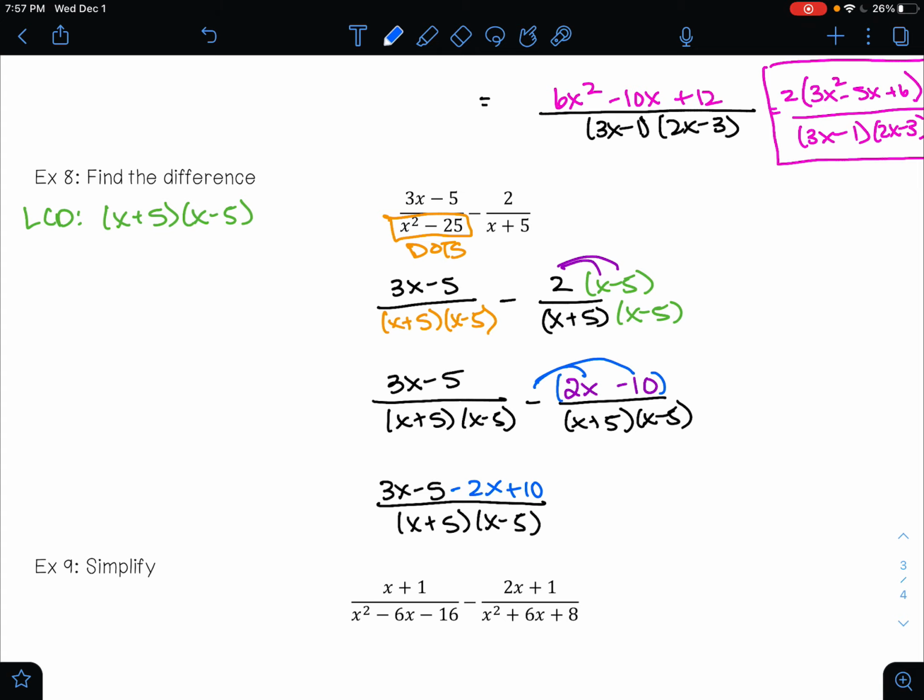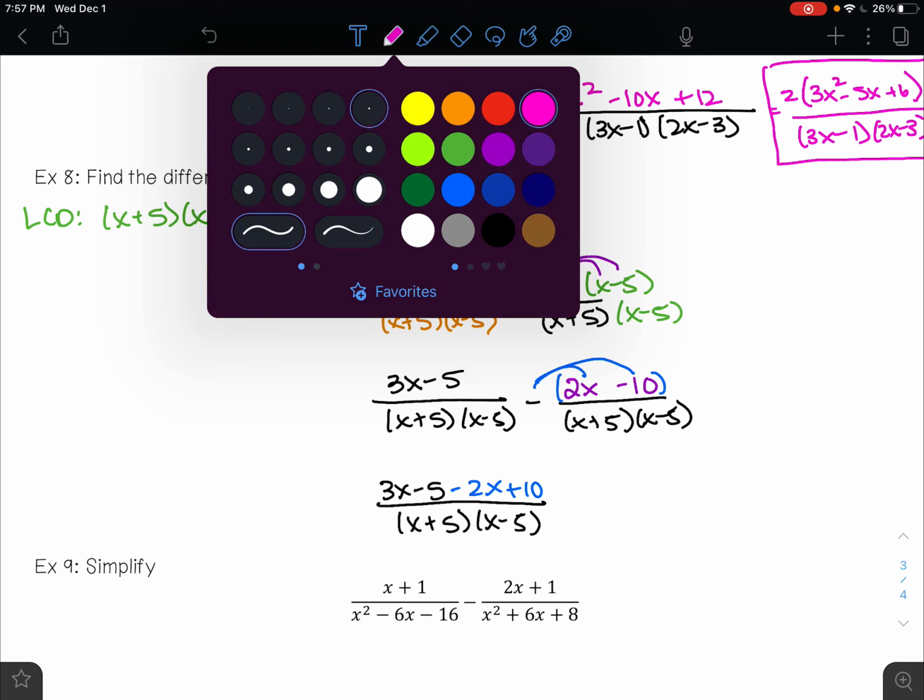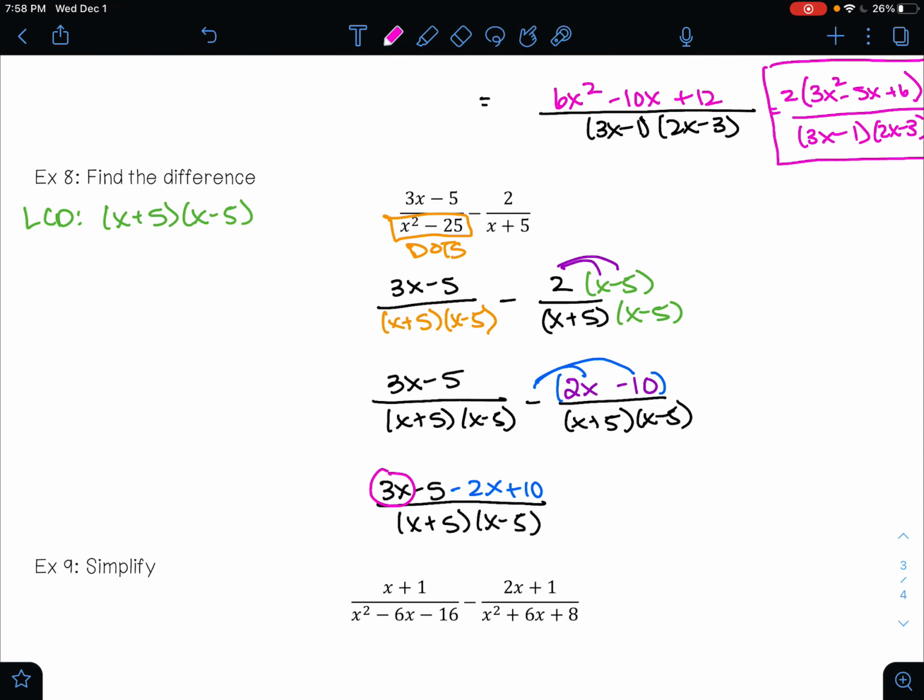Now I can go ahead and combine like terms. 3x minus 2x is x, and negative 5 plus 10 is positive 5. And that is over my denominator of x plus 5 times x minus 5.